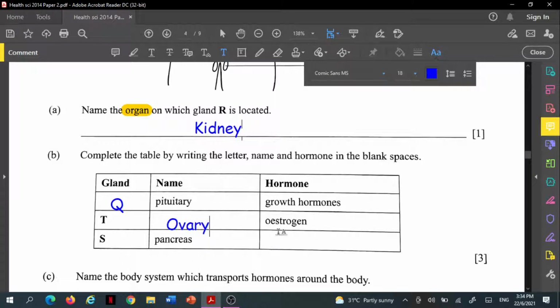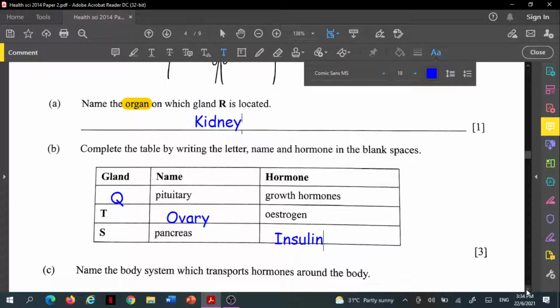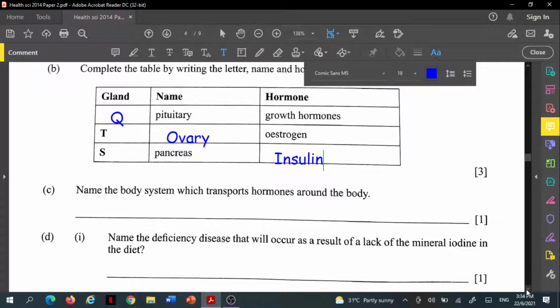All right, and ovary produces estrogen, pituitary gland produces growth hormones, and the S is a pancreas, and pancreas produces insulin. Okay, all right. And for part C now, it's name the body system which transport hormones around the body, and hormones are transported in the blood. So the system that transport this is a circulatory system. Okay.